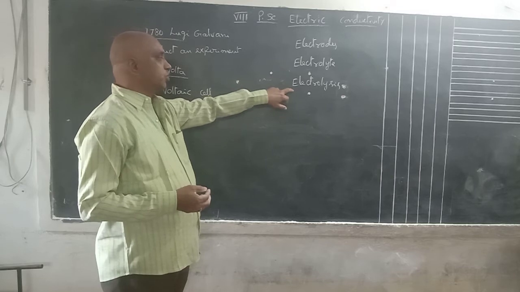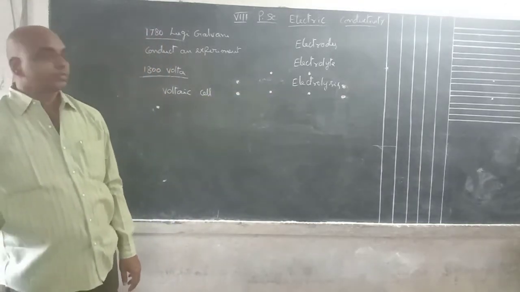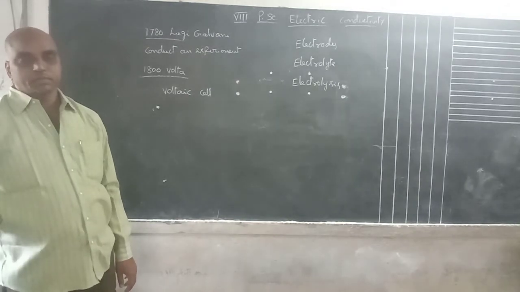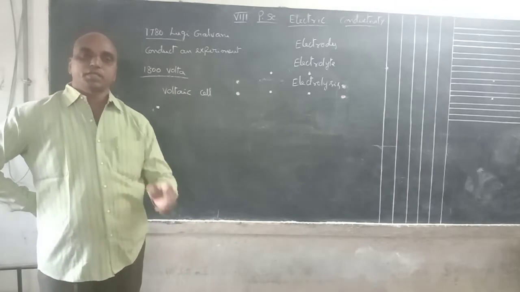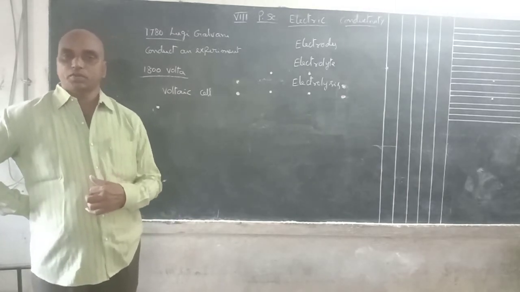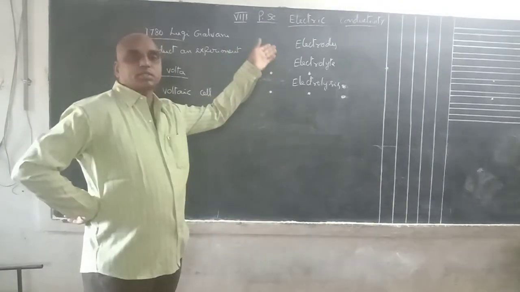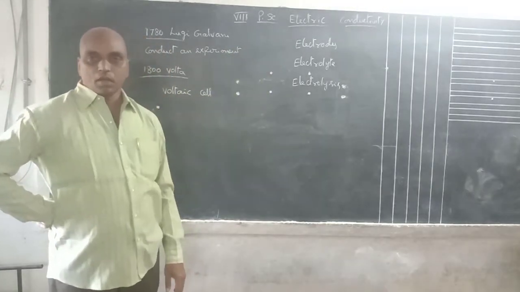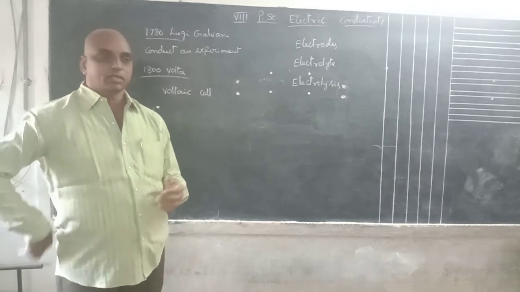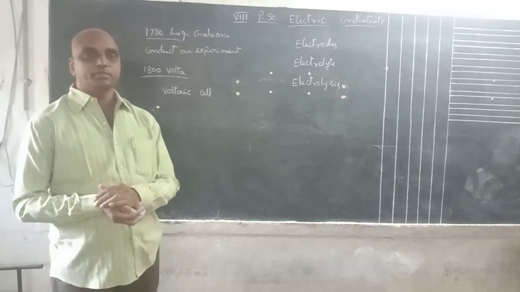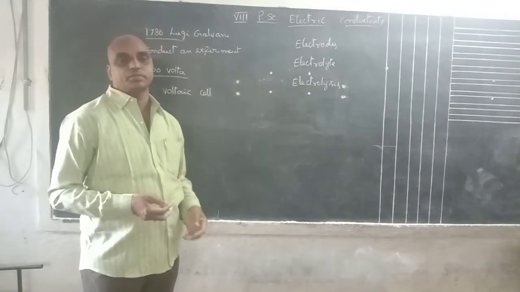Electrolyte and electrolysis. Electrolysis means the process of converting, the process of purifying. That means by using anode and cathode, that is the electrodes and electrolyte, we can separate the compounds of the elements. Suppose a metal and a non-metal are in a combined state, we can separate them by using these electrodes and electrolyte. That process is called electrolysis.